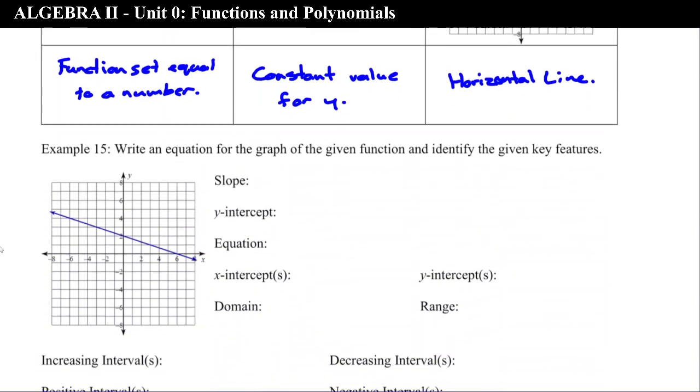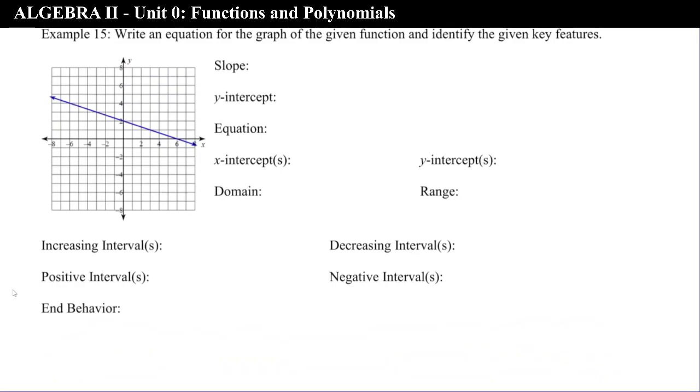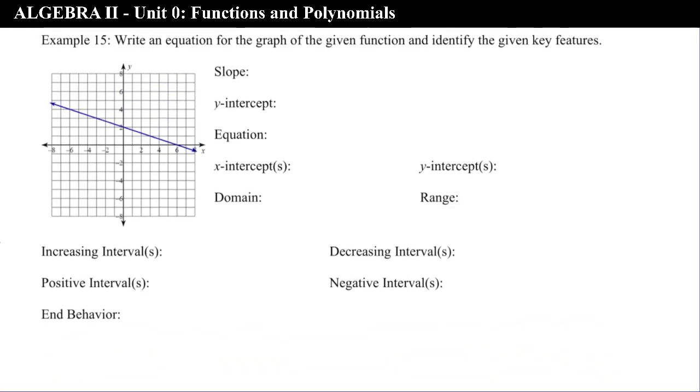All right, let's do one final example in this section. In this example, we're going to write an equation for the graph of the given function and identify the key features. So this is a catch-all, a little bit of a review of what we've done in this section to close things off.